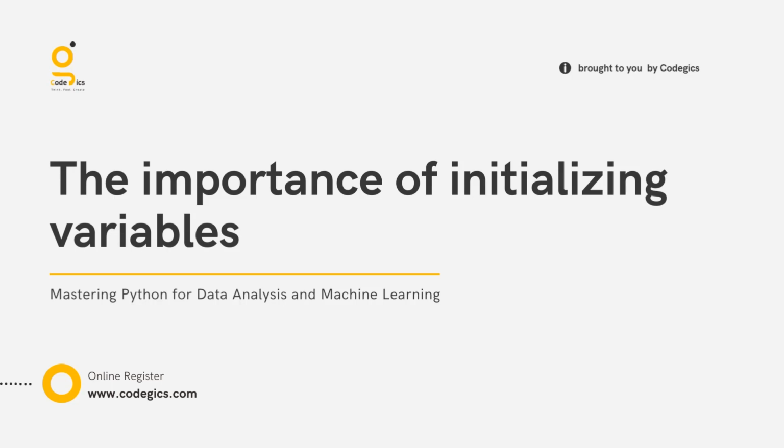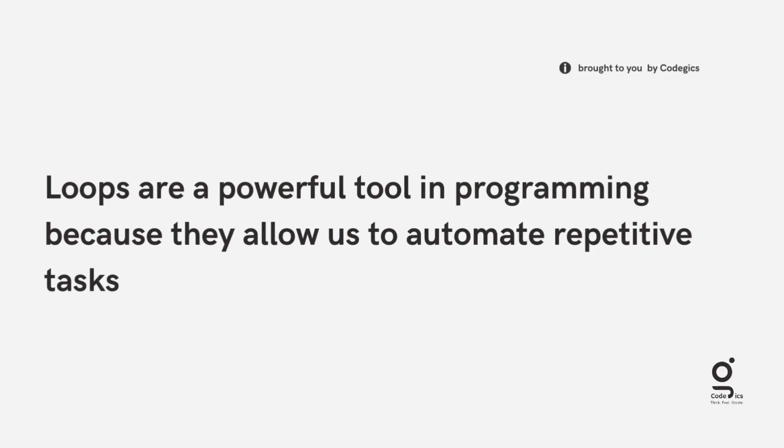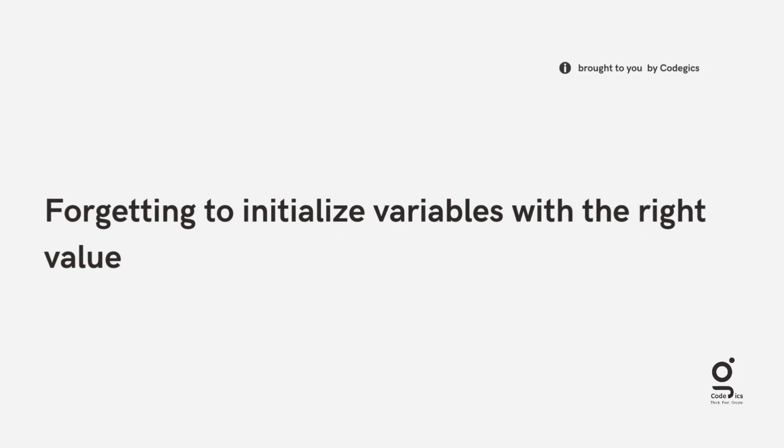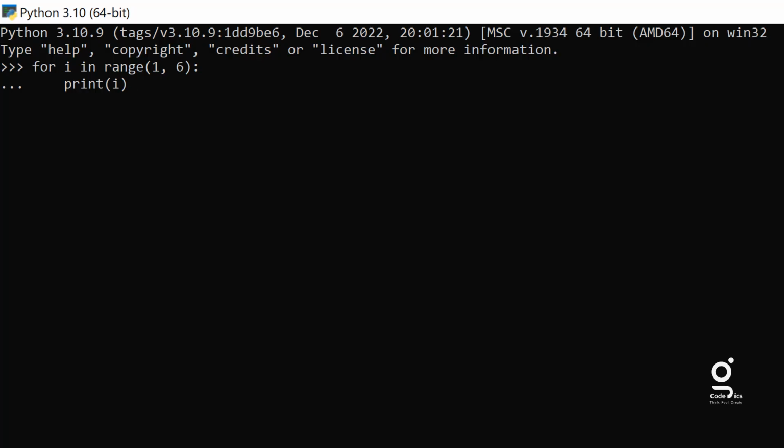As we've mentioned before, loops are a powerful tool in programming because they allow us to automate repetitive tasks. But one common mistake that people make when writing loops is forgetting to initialize variables with the right value. Let's start with a simple example. In the following code, we want to print the numbers from 1 to 5.